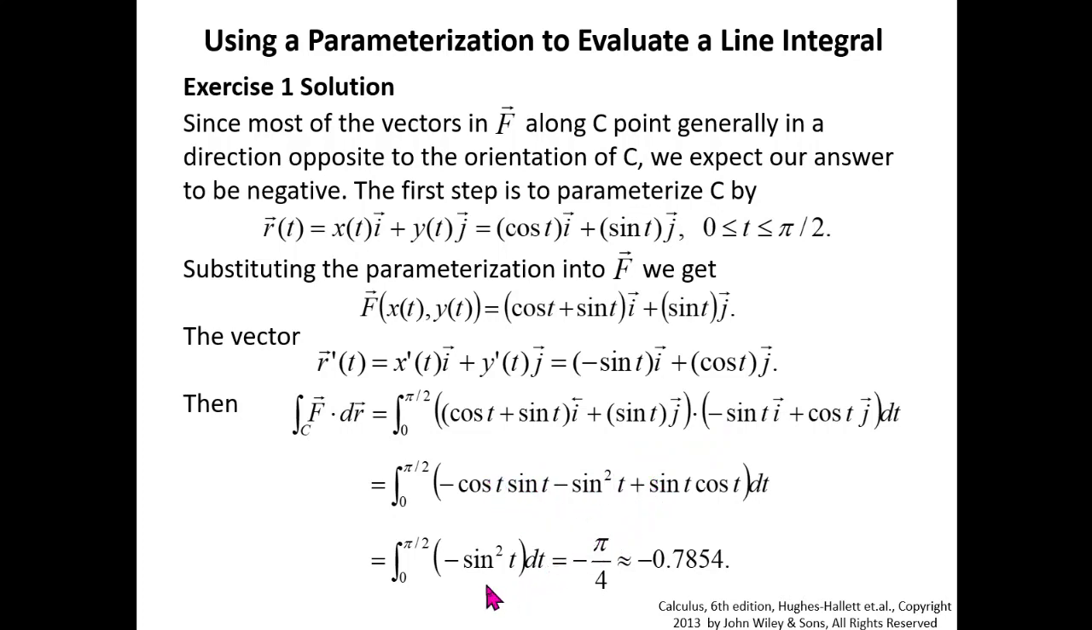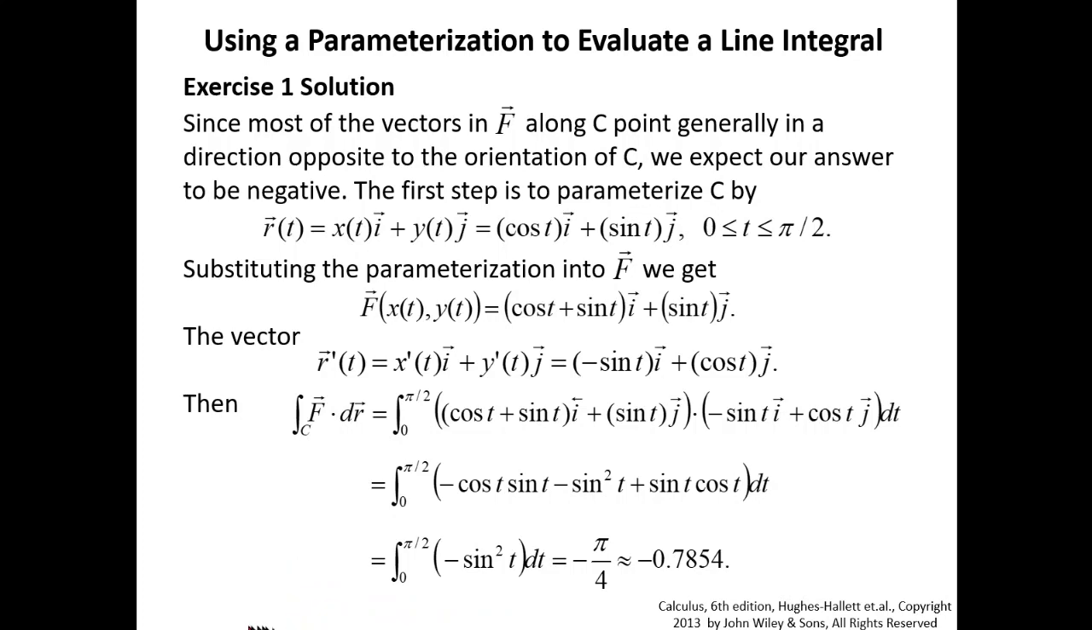There it is. They get this, and then they jump. How do you integrate sine squared t? You can't do it directly. They don't show all the steps in between. This was probably the more important part. And if they'd asked for it as a decimal, you just take pi divided by 4 and you'll get the approximation. So that's how we can use parameterization.